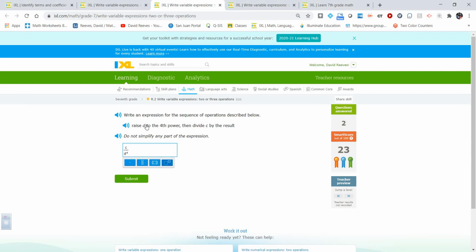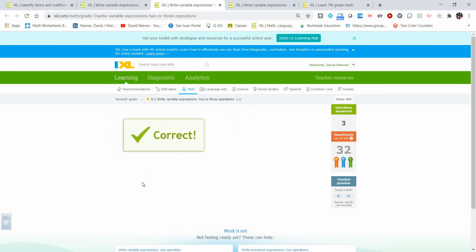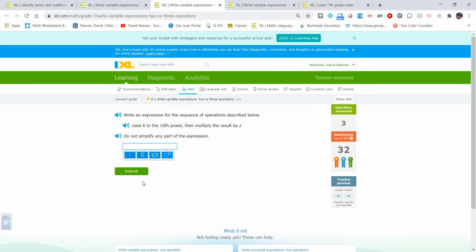So do you see that? It says raise d to the 4th power, then divide c by the result. It doesn't say divide the result by c. It says divide c by the result. Order matters in subtraction and order matters in division. Okay? There we go. So got to be careful.